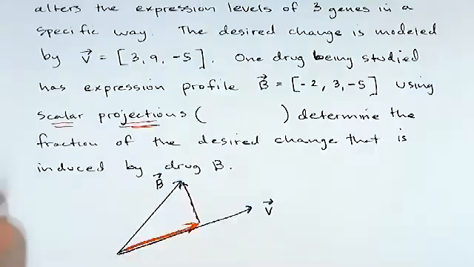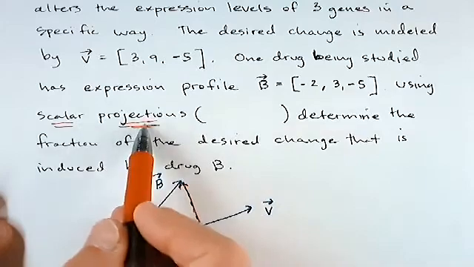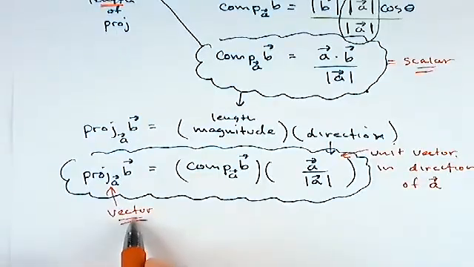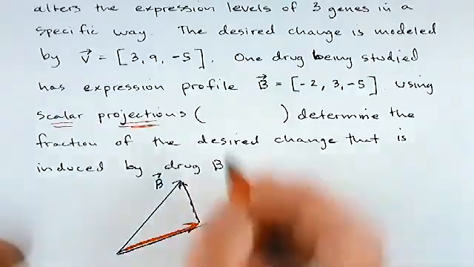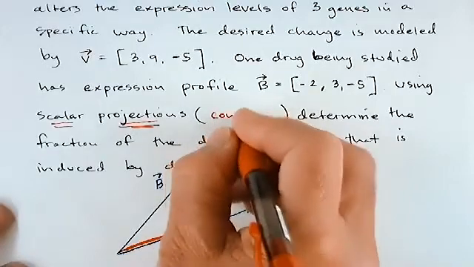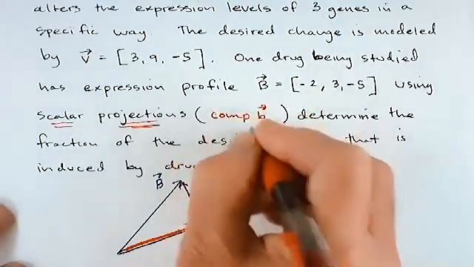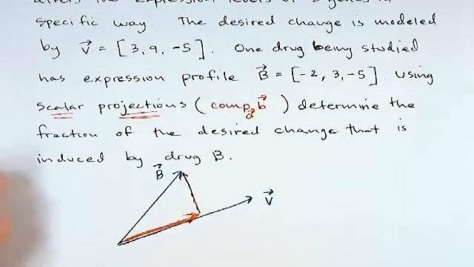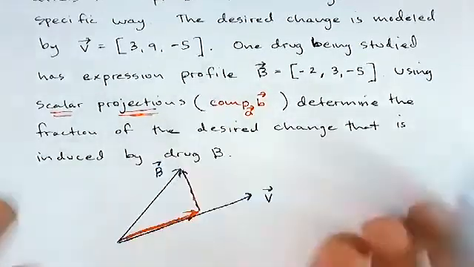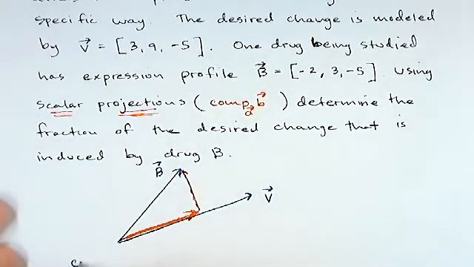So when they say use scalar projections, they can't mean this, because that is actually a vector. Scalar means they want the length of this vector. They want the component of B onto A. That's the length of the projection vector. That's what they mean by that. Okay, so now let's do the computations, and then we'll move on to matrices.